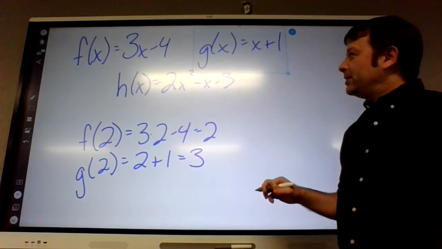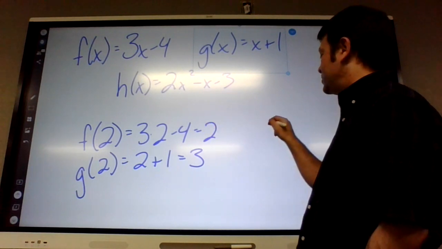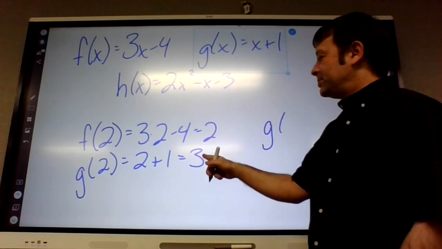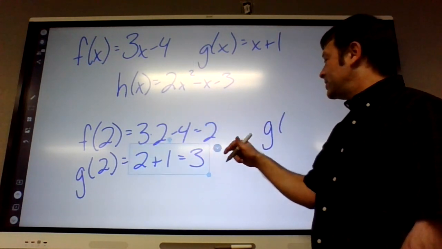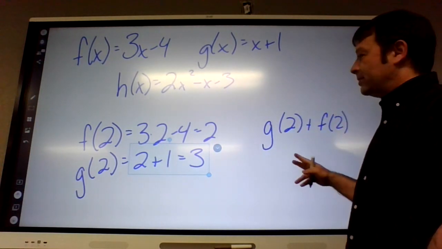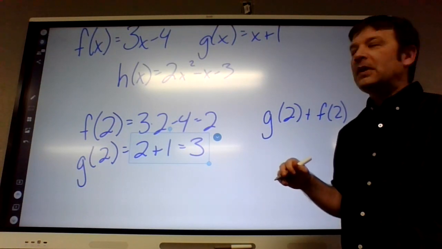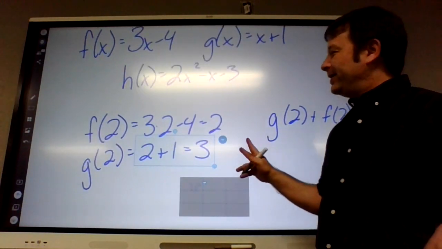So what if you want, what's g of 2 plus f of 2? So you could just add those two together, right? That plus that. If you said, what's g of 2 plus f of 2? Okay, but here's the trick.